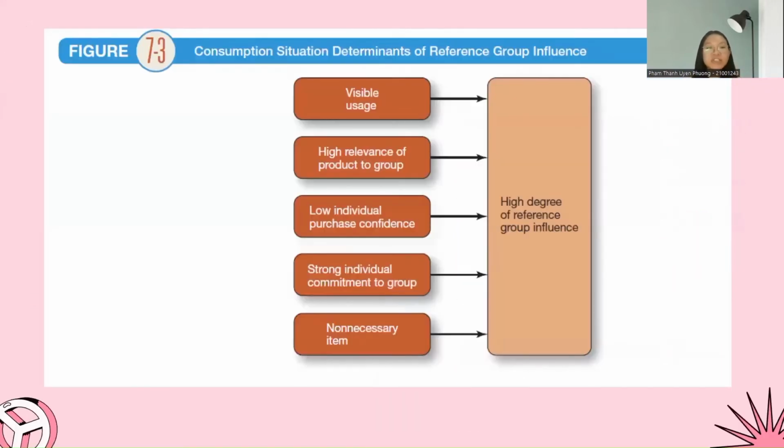So the consumption situation determinant involves 5 categories, as you can see in figure 7.3. Self-visible usage and Apple users tend to stick together and create a high prevalence of product to group and a high degree of reference group influence. People with low individual self-confidence tend to look for other opinions about what product they should buy, and there is strong individual commitment to a group.